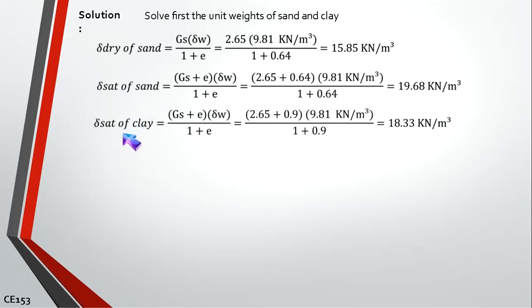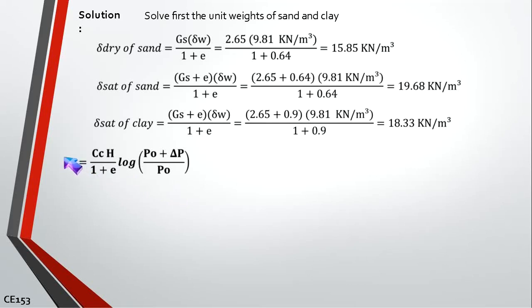And lastly, the saturated unit weight of clay. So yung specific gravity ng clay plus yung void ratio, substituting values and solving it in your calculator, we will get 18.33 kilonewton per meter cube. So this will be the saturated unit weight of clay. So we all have now our unit weights of soil.